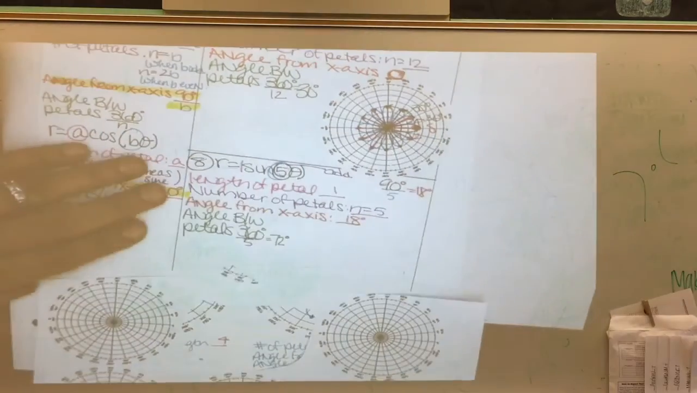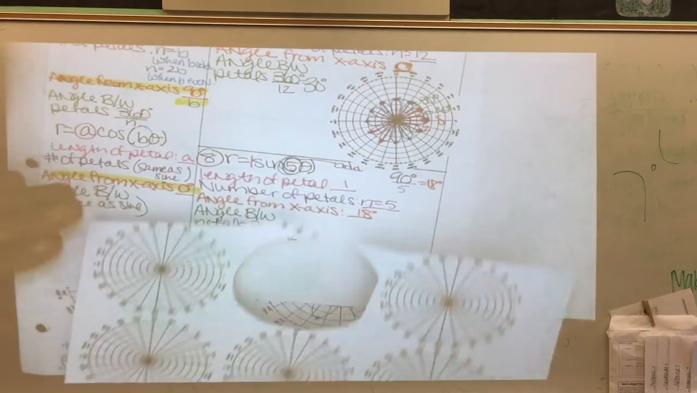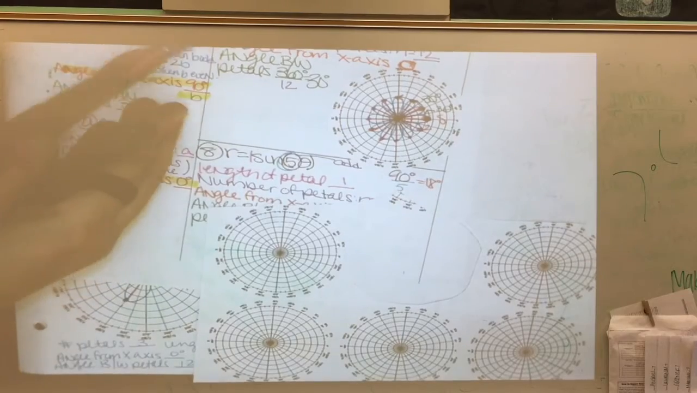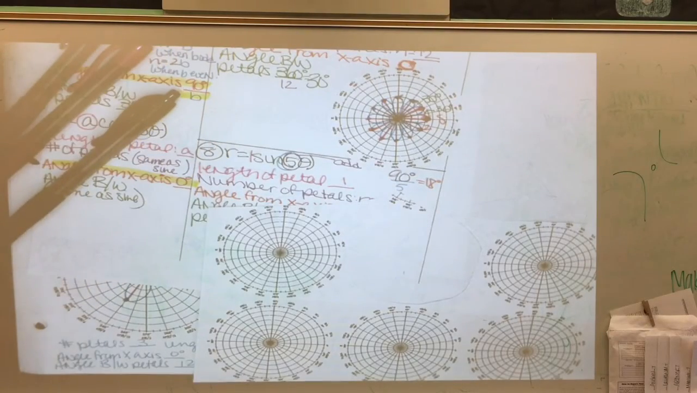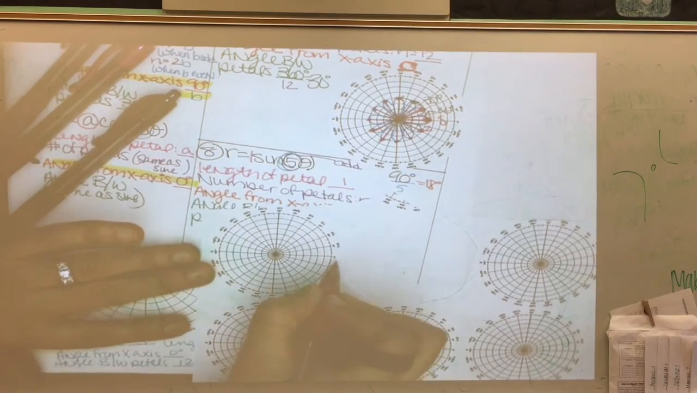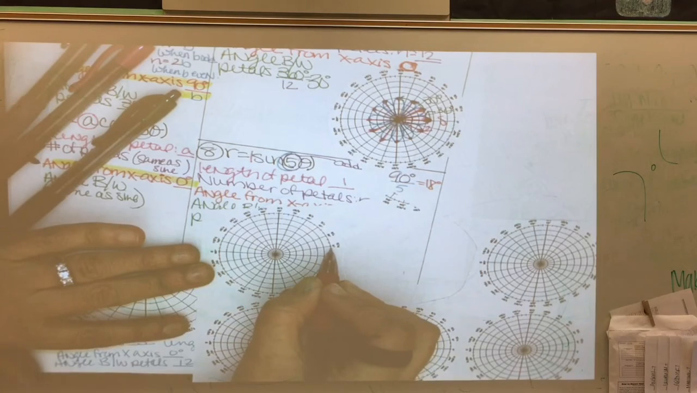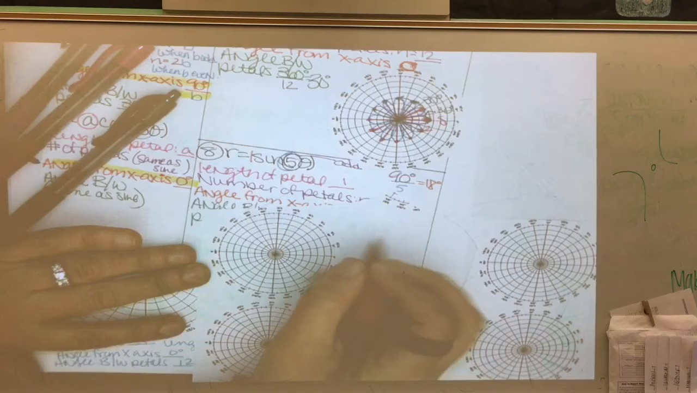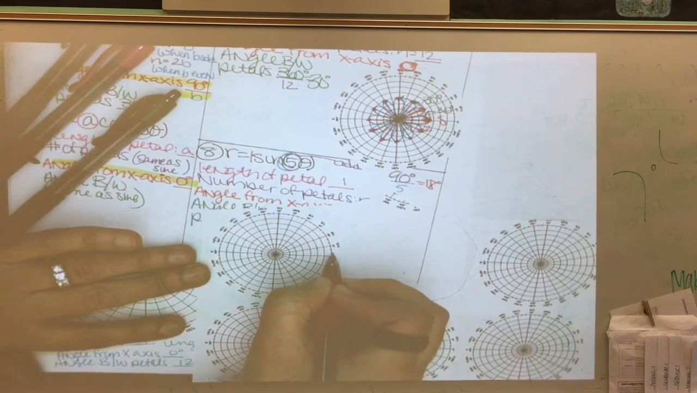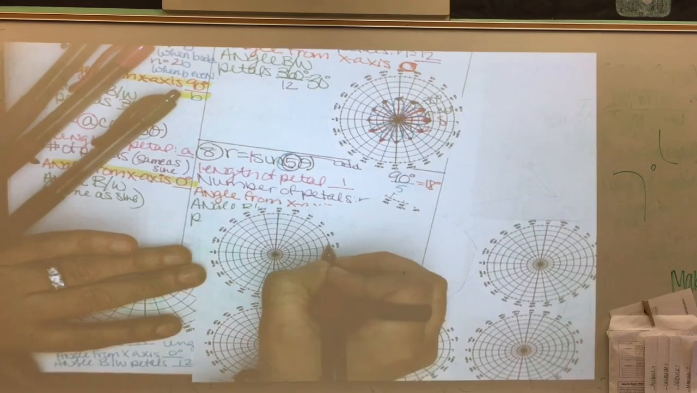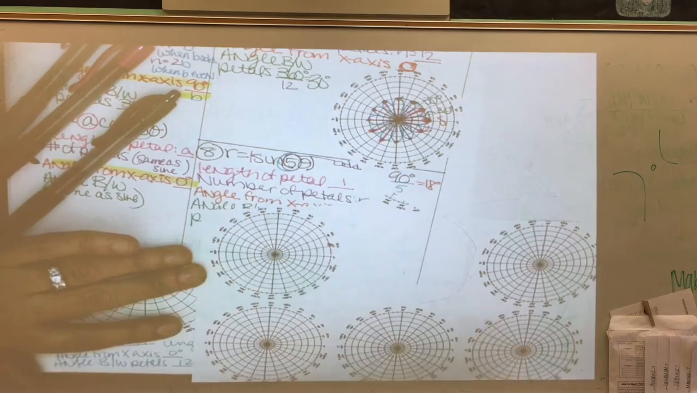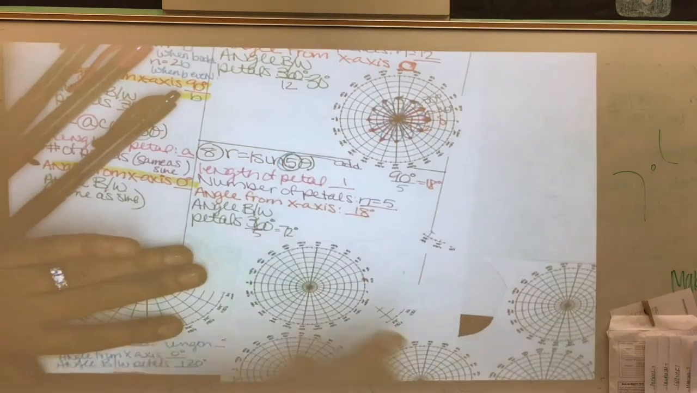Okay, so my starting petal was at 18 degrees. I can see that these are marked by pi over 12, and that says 15 there. So 18 is a little more than 15. I can see that these little tally marks are counting by 5, so that would be 20. So 18 should be about in the middle, but I need to mark my radius first.